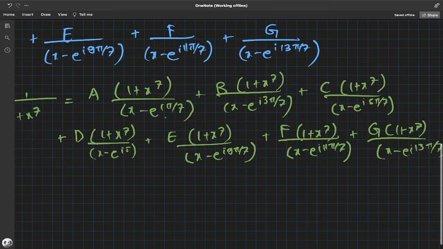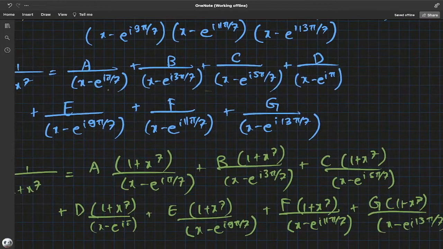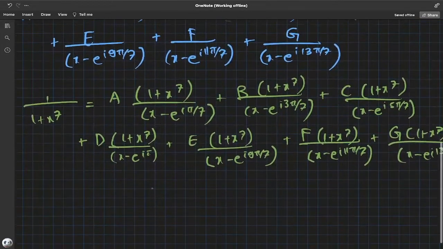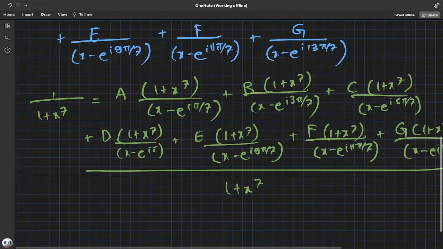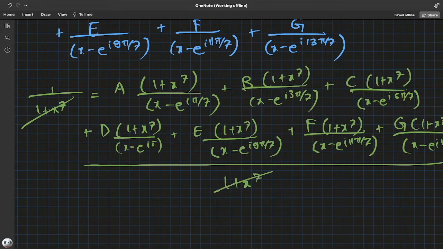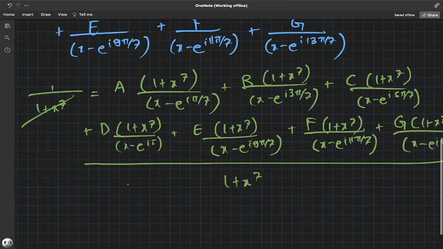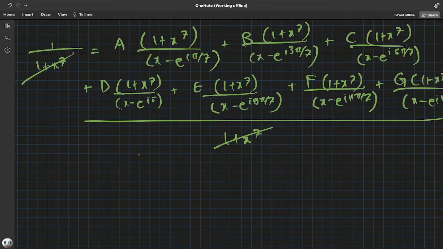And now I'm going to divide, and remember this was all in the numerator. The common denominator is still a product of all of these things, which is precisely 1 plus x to the 7th. So I can cancel that off from both sides. Upon cancellation, we realize that 1 equals all of this numerator garbage. So how do we find a?